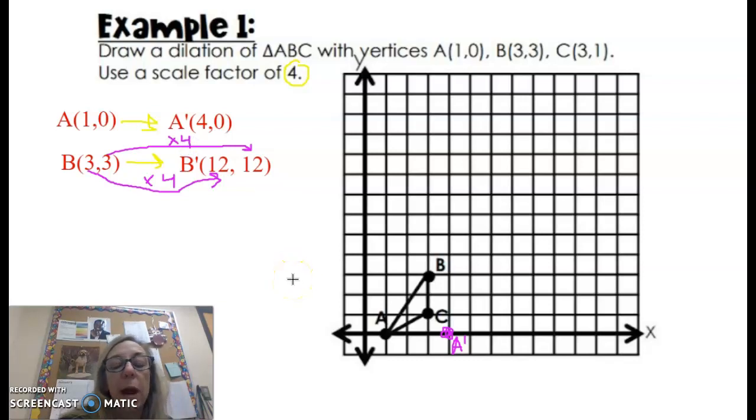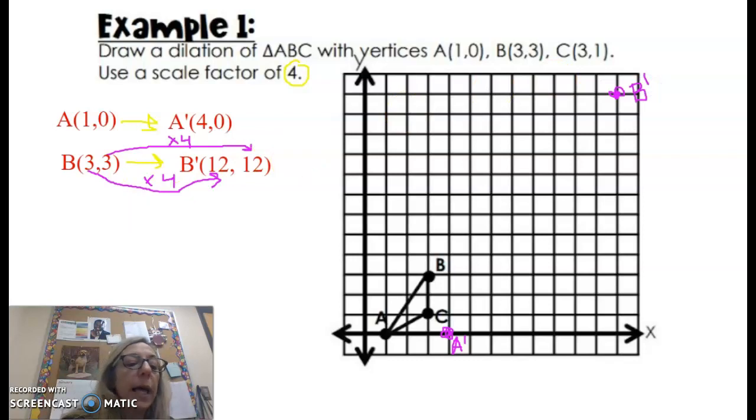Now let's go ahead and graph 12, 12. Let's count 1, 2, 3, 4, 5, 6, 7, 8, 9, 10, 11, 12, and then up 12. 1, 2, 3, 4, 5, 6, 7, 8, 9, 10, 11, 12. Sorry, these aren't numbered, so we have to actually do it ourselves. That point is going to be B prime, so go ahead and label that.